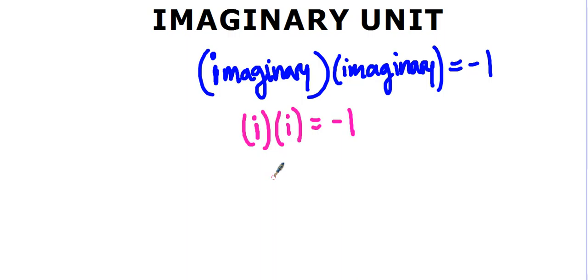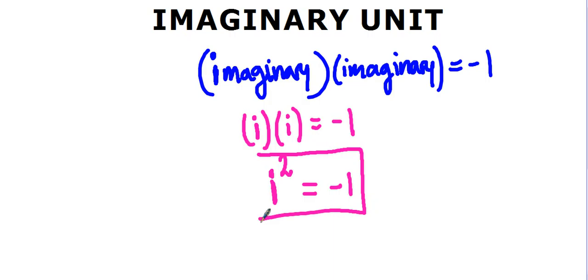Now, I can write this even shorter. So I can say letter I to the power of 2, because that's what it means. I times I, right? That equals -1. So this could be my starting point. So I squared equals -1.